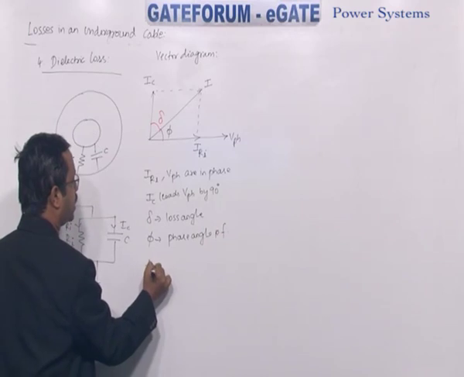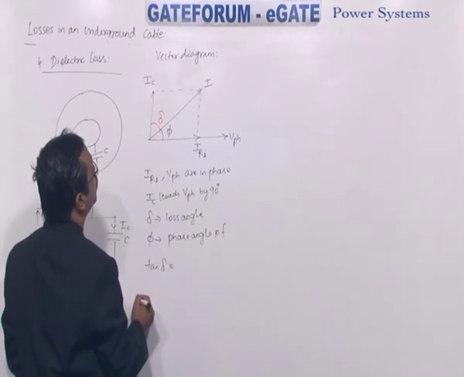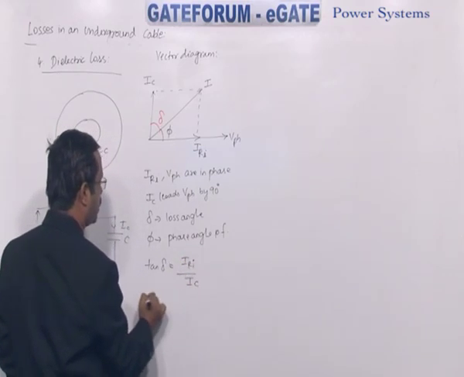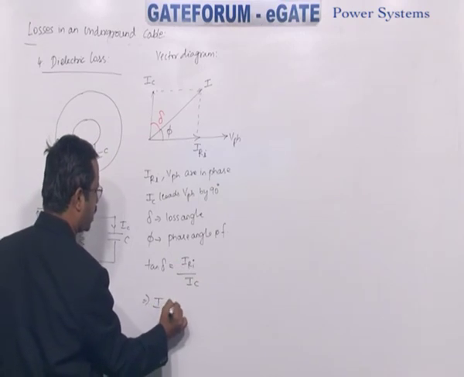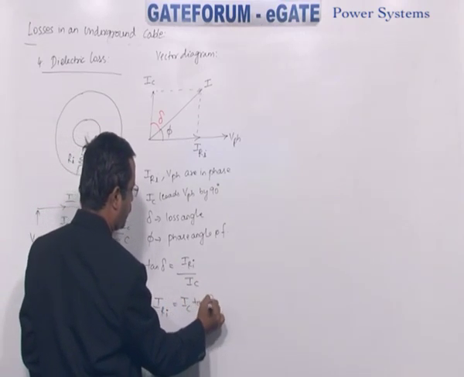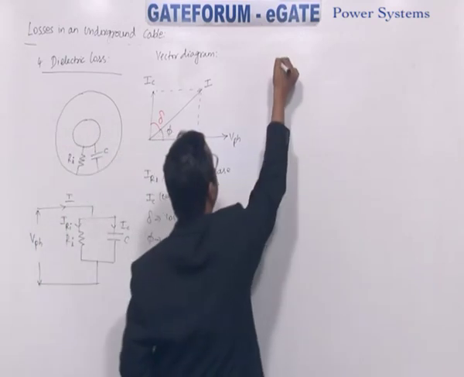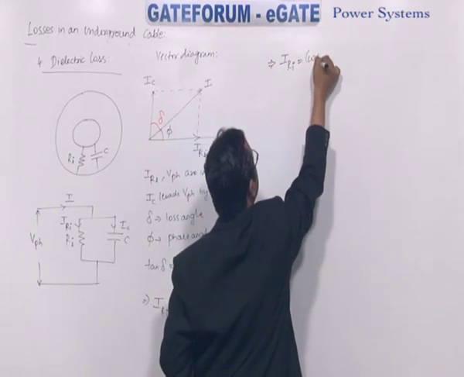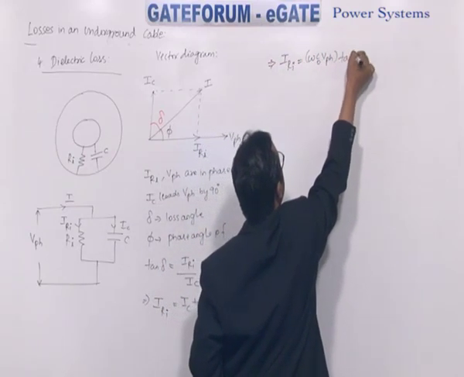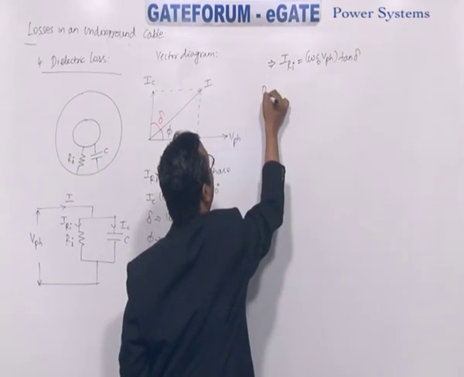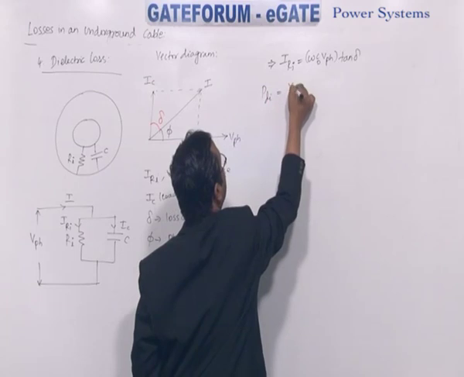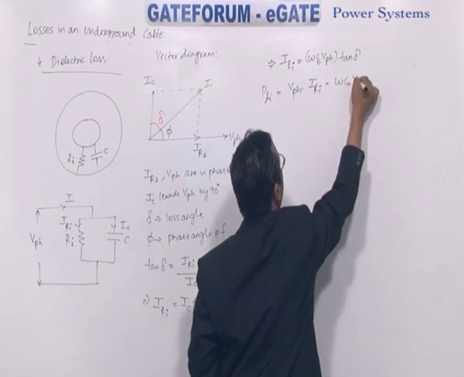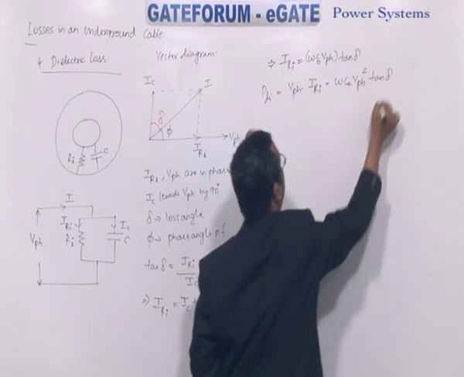Now if you apply tan delta, how much you get? Opposite side IRi, adjacent is IC. So from this, IRi is IC times tan delta. And what is the charging current IC? Already we have written omega C naught V phase. Once you know this one, how you find the dielectric losses? Phase voltage multiplied with IRi. How much you get? Omega C naught V phase square tan delta.